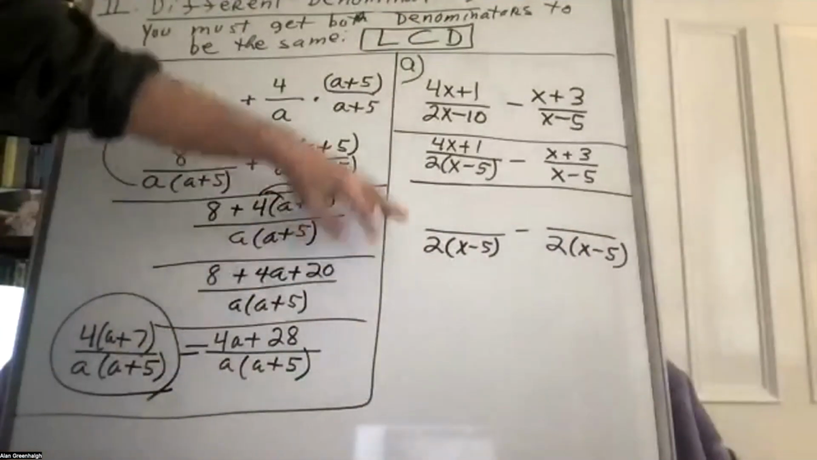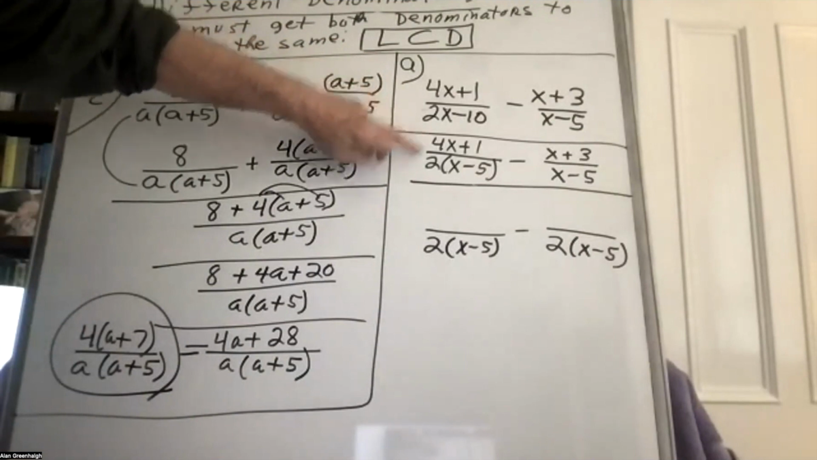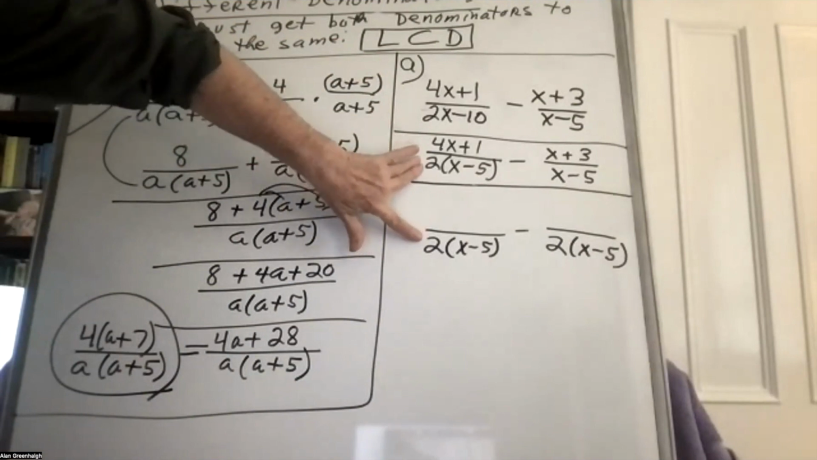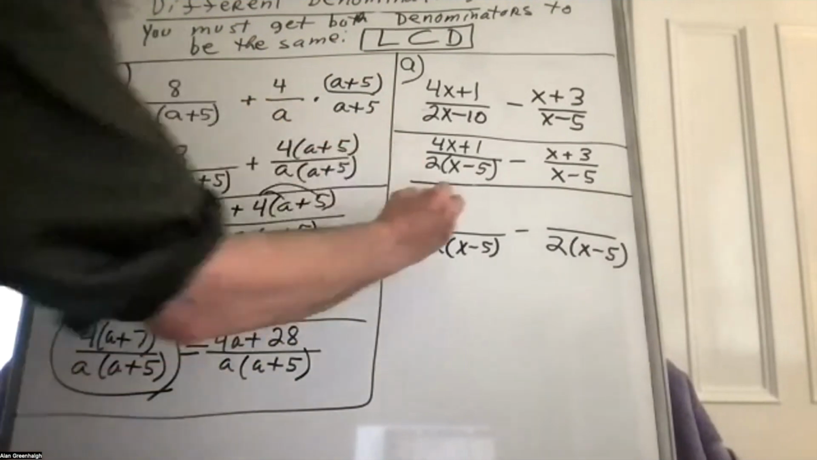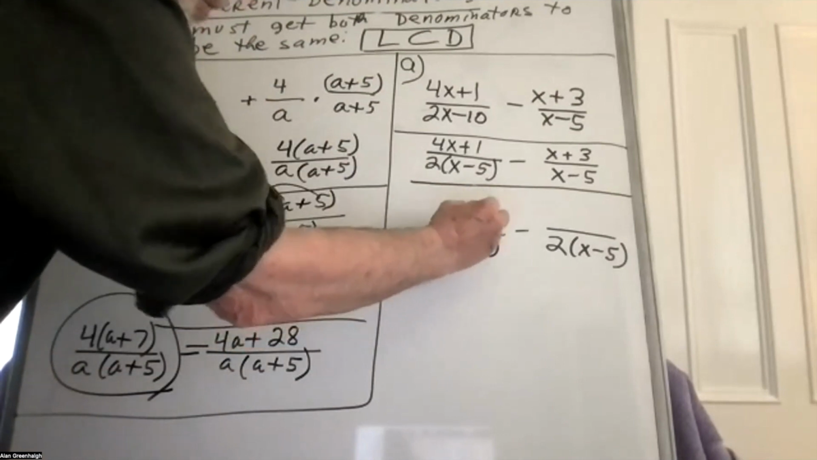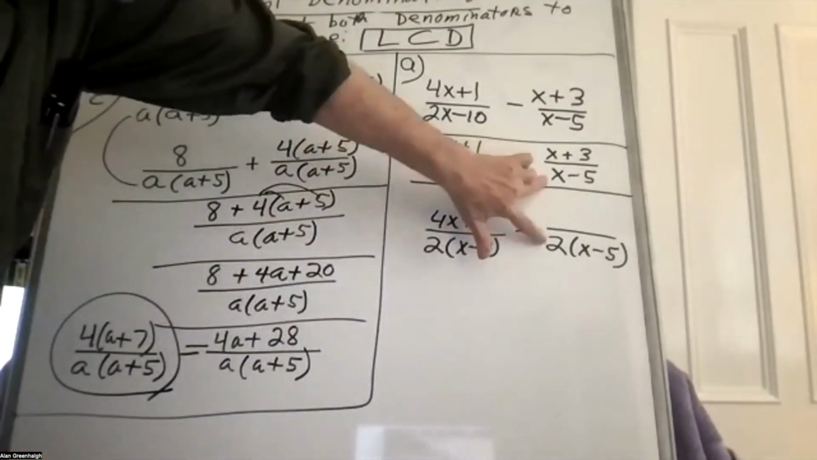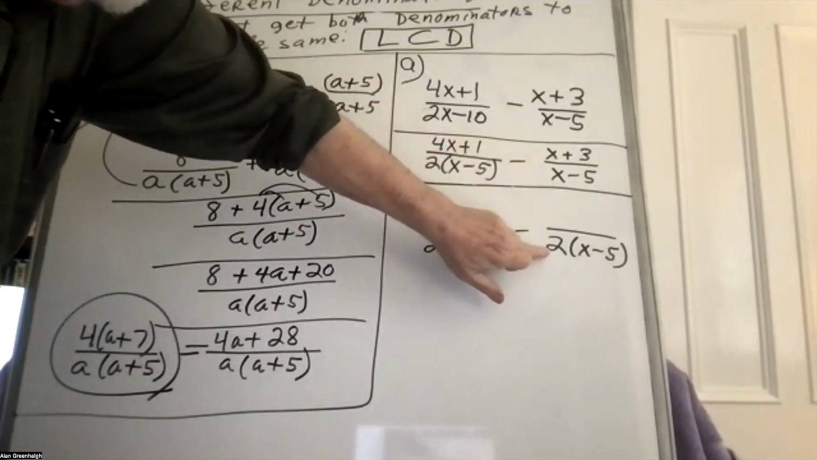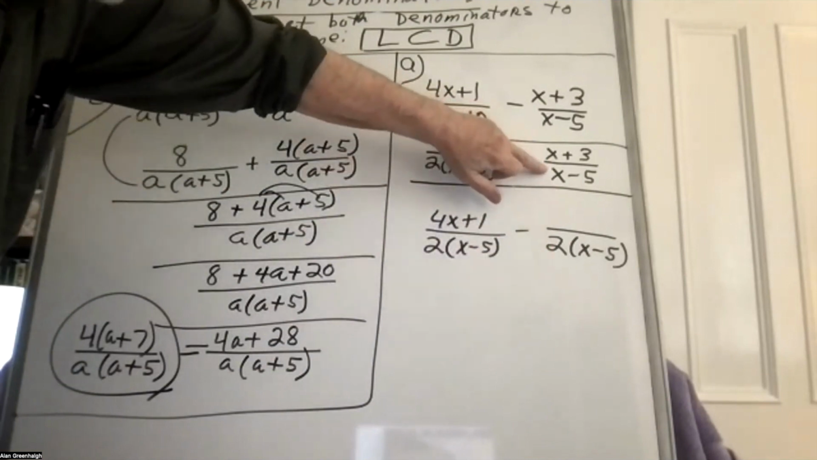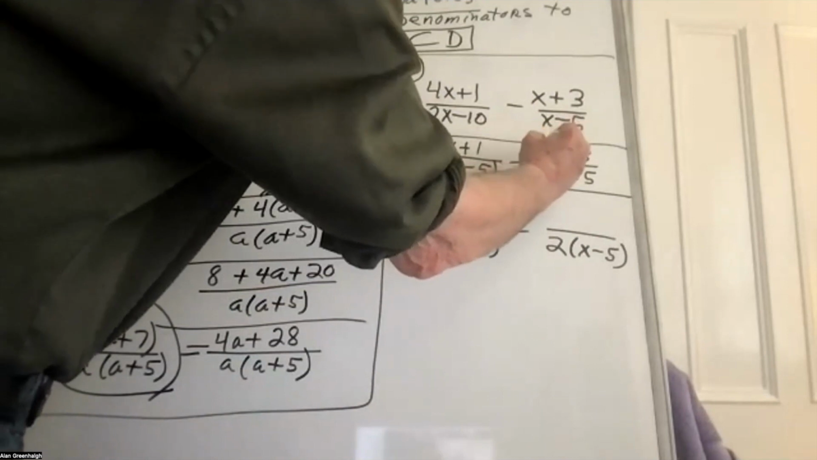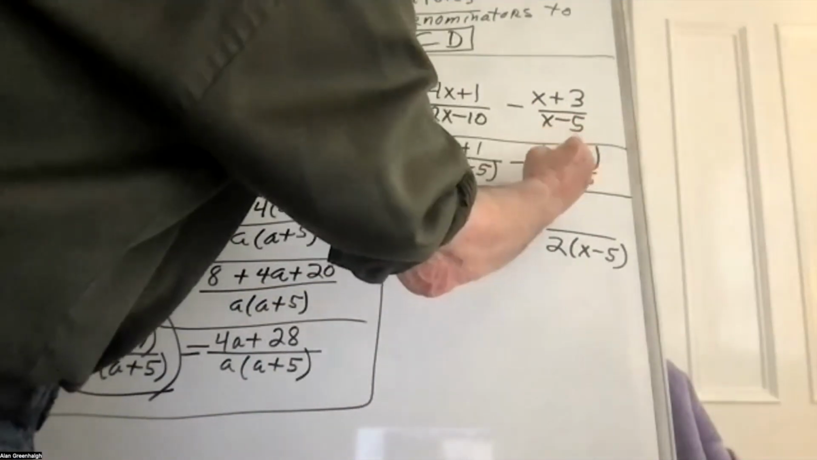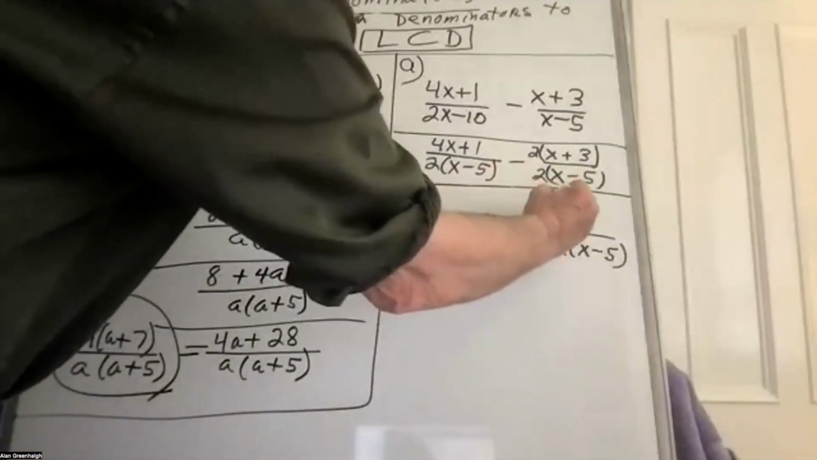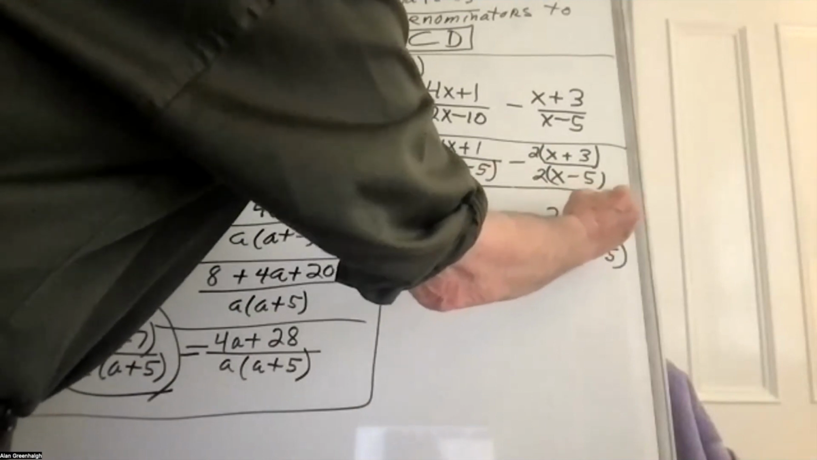So now the question is, you look back at the original fraction, you look at the new fraction, is there anything missing from these two denominators? No, it's the same exact thing. Therefore, just write 4x plus 1. And here, is anything missing between here and here? The answer is yes. The LCD has a 2. This doesn't have a 2. Therefore, we have to multiply the numerator by 2 and the denominator by 2. So therefore, this becomes 2 times x plus 3.